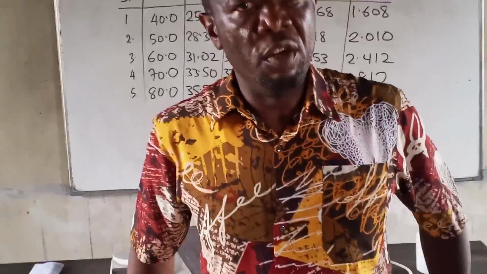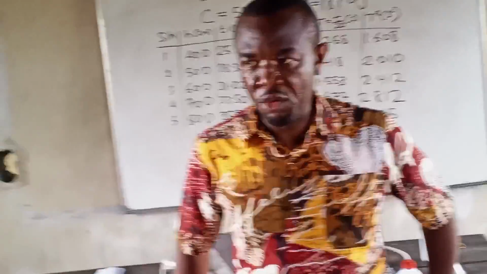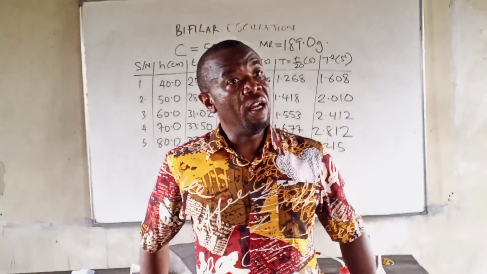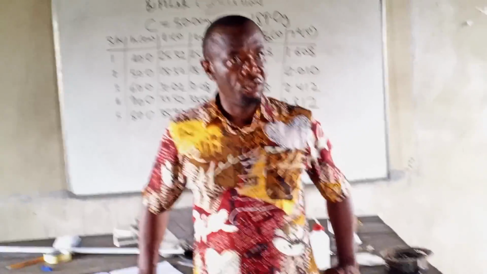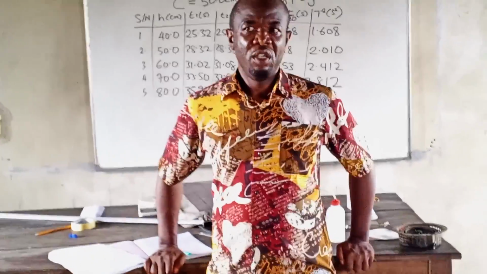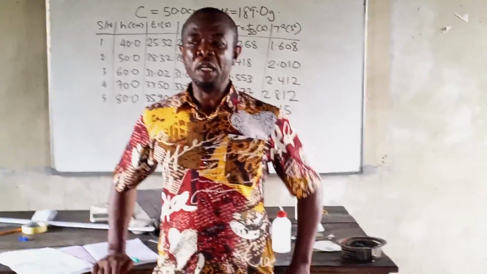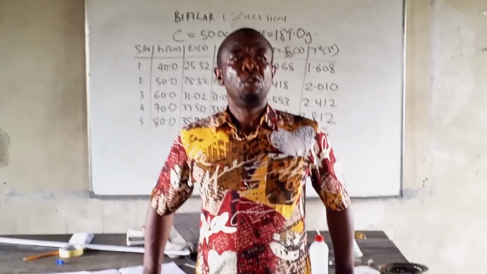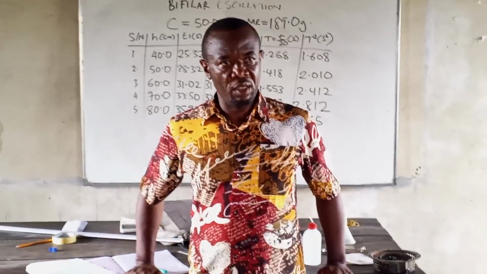So we have come to the end of this experiment on oscillation, which is termed bifilar oscillation. It's the kind of oscillation that obeys simple harmonic motion, especially when you displace the meter rule through a small angle.